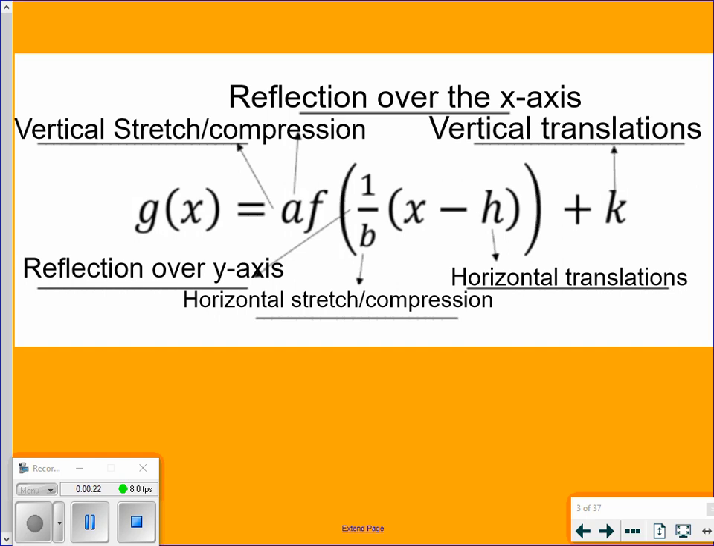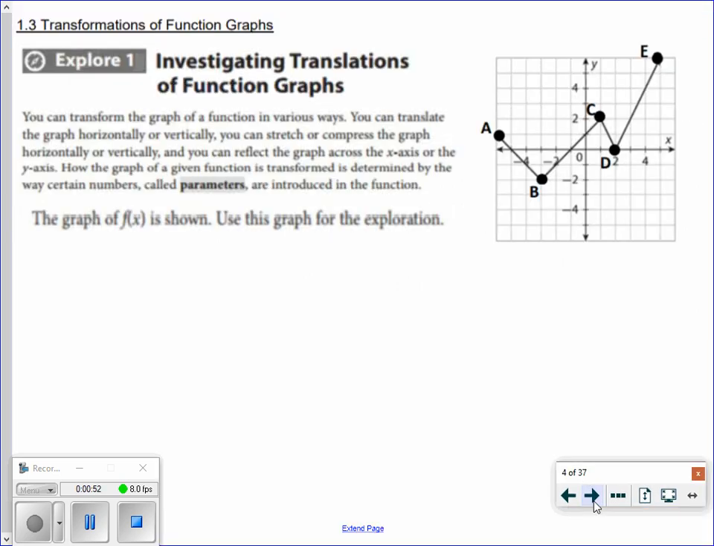So your A value is a reflection of the x-axis. It is a vertical stretch or compression. Your B value is both a reflection of the y-axis and a horizontal stretch or compression. It tells you one of those two or both. Our H is a horizontal translation, which is a fancy way of saying you're shifting left to right. Your K is your vertical translation, which is just a fancy way of saying you're shifting up or down. All right, so you need to copy this down, pause the video, and copy it all down. We're going to keep going.